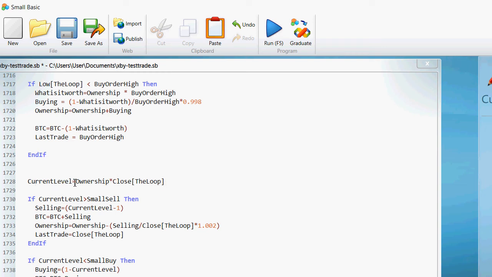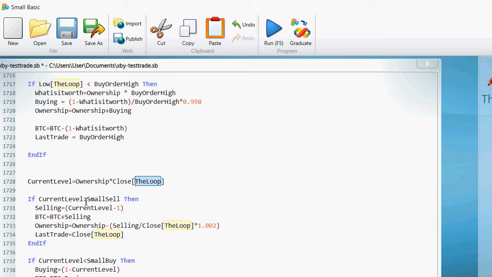So current level equals ownership. So how many coins you own. We already bought and sold all these orders, so they're already in your portfolio. Multiply the close, and then over to the loop. So whatever the closing price is. So now you know what happens if it's high or low.